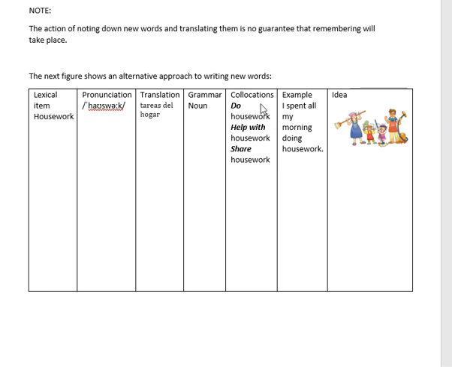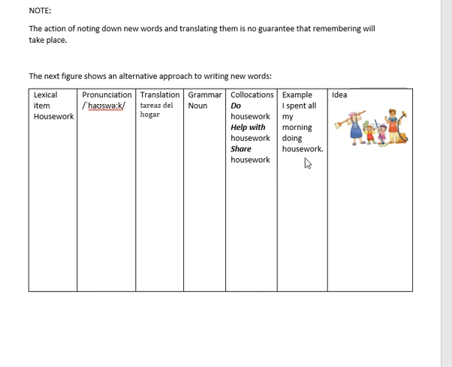The next one then, of course, is very important, or perhaps equally important, and that is collocation. So what other words does this word collocate with? If we want, we can write expressions. So for example, collocation: do housework, help with housework, shared housework. If we can find expressions with that particular word, we can write the expressions down. So the idea is to use the word in chunks and not on its own.